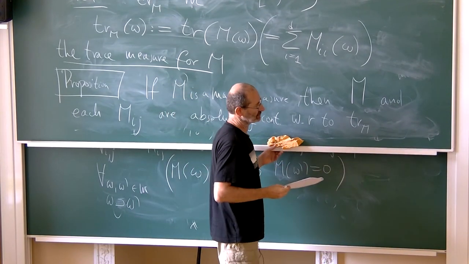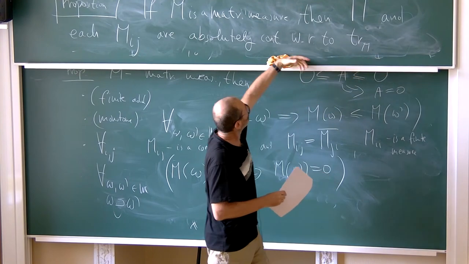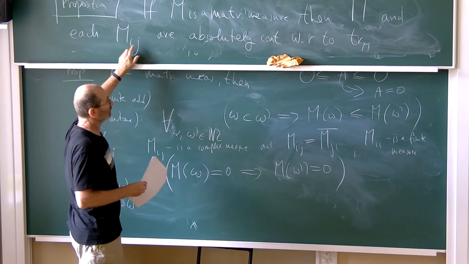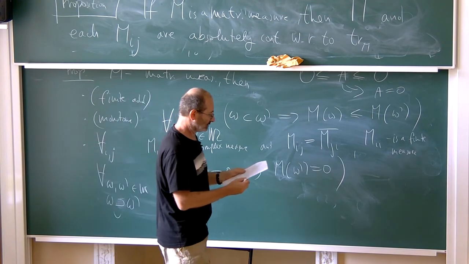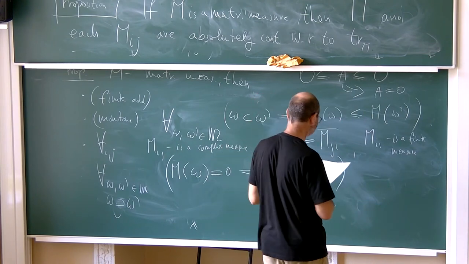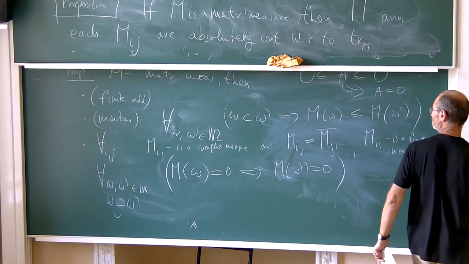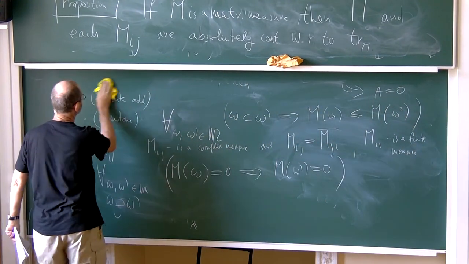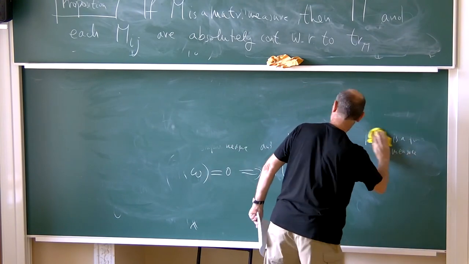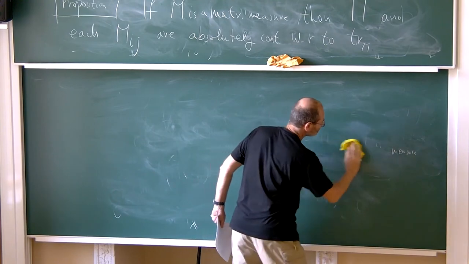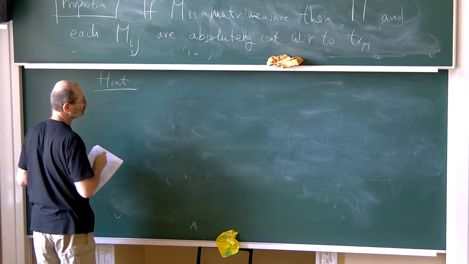What does it mean? It means that when, for a set omega, the trace measure is zero, then also M of omega is zero and also each M_ij is zero. And why is this true? Instead of the proof, I will give an exercise from matrix calculus, matrix theory, as a hint for the proof. But we can say that this is a proof.